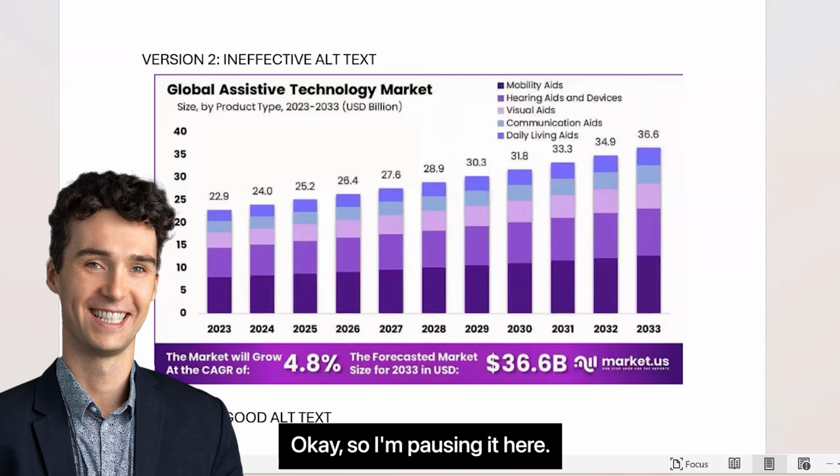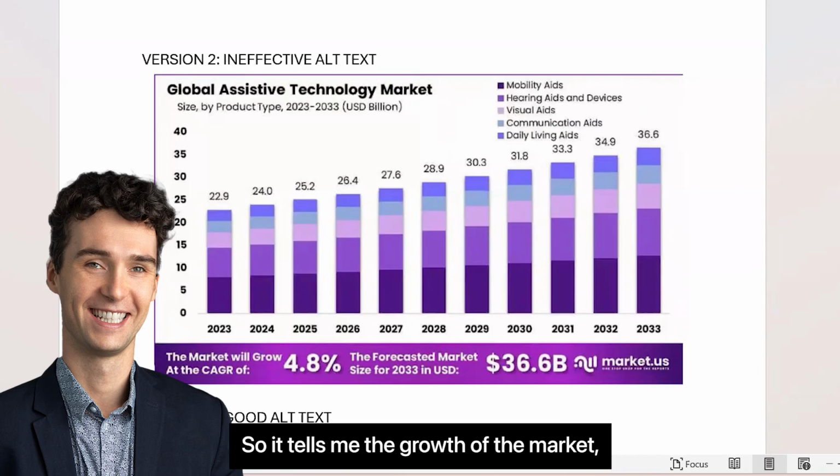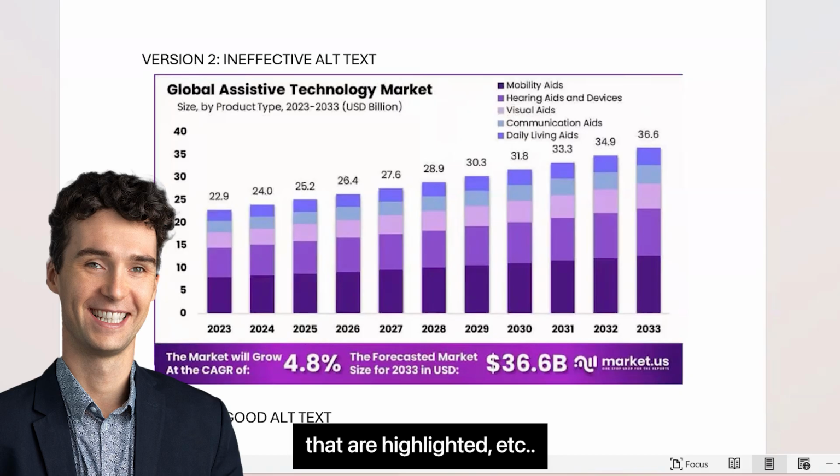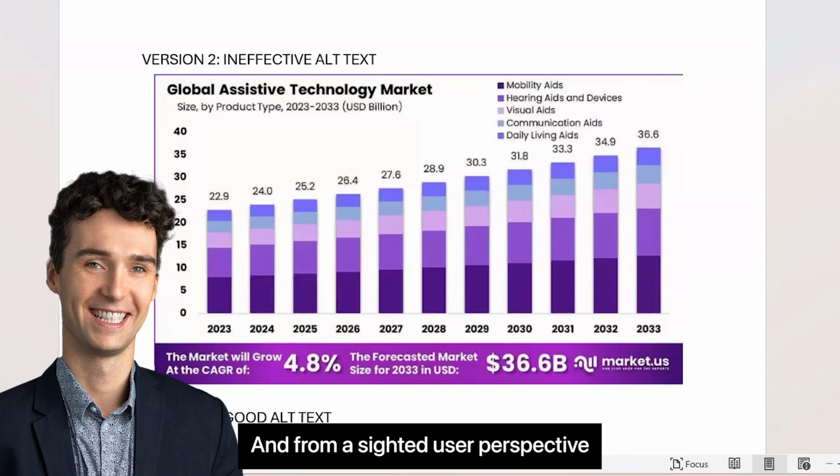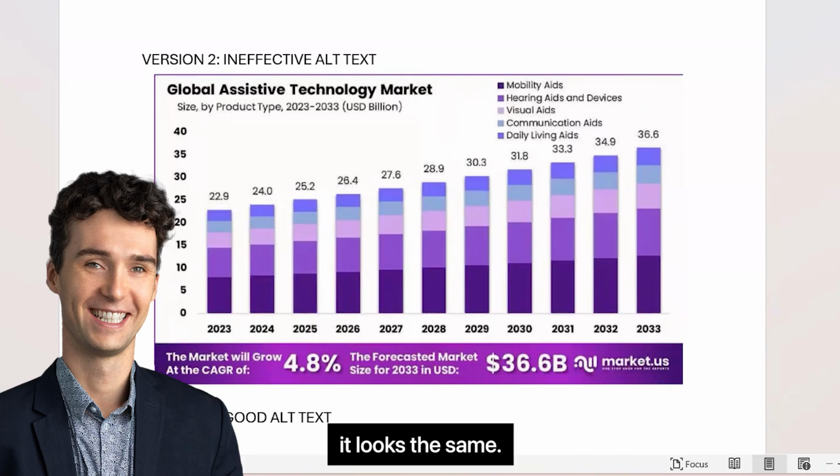Okay, so I'm pausing it here. So it tells me the growth of the market, tells me what are the different technologies that are highlighted, etc. So this is the right amount of information. I can choose to read the whole thing or not. And from a sighted user perspective, it looks the same.